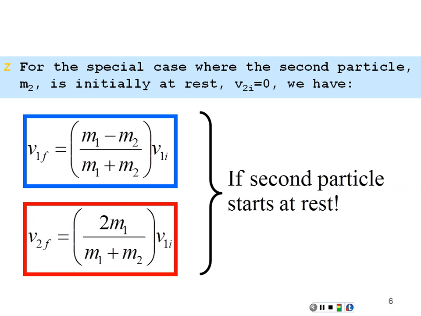In the case of the billiard balls, V1 final would equal mass 1 minus mass 2, which is 0, times V1 initial, which would be 0. V1 final stops. And V2 final would just equal 2 mass over 2 mass. It would just equal V1 initial. So it works for that case.